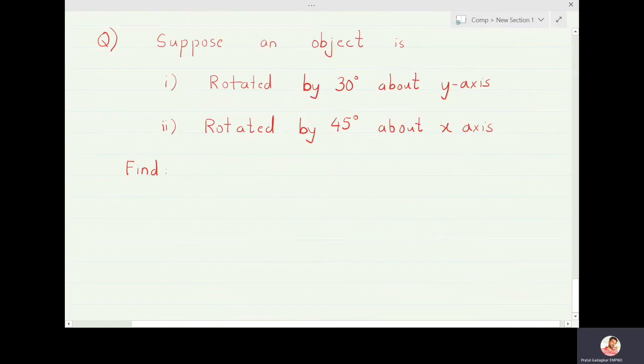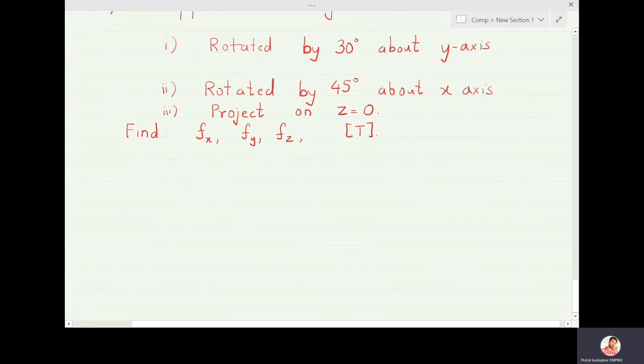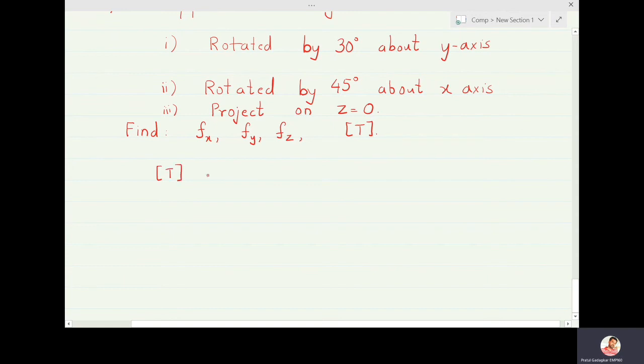So suppose I have an object which I am supposed to rotate by 30 degrees about the y-axis, and then rotate by 45 degrees about the x-axis, and then project it on the xy plane, so project on z equal to 0. What am I interested in finding here? I'm interested in finding the foreshortening factors fx, fy, fz, and the matrix of projection. I hope it is now clear. I'm just taking this for the sake of practice.